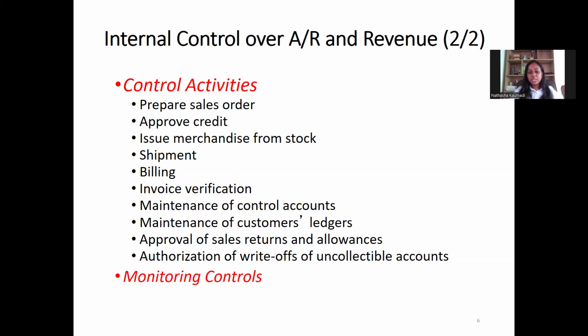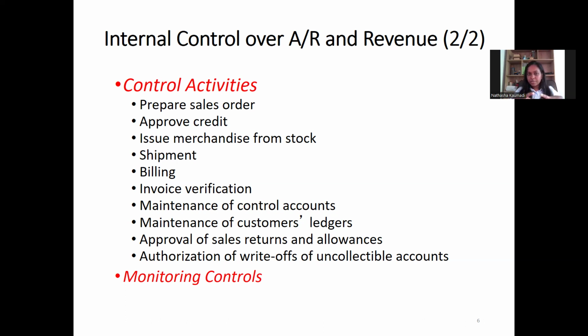And then issuing merchandise from stock. That means you are issuing the stocks from the warehouses. When you are issuing the stocks from the warehouses, there should be approved documents, an approved sales order, approved dispatch notes, approved other documents, maybe different controls. So you need to see what controls they have in their organization with regards to these activities. Shipment: when making a shipment, what are the controls? When billing, meaning preparing the invoices, when invoicing, whether there are controls.